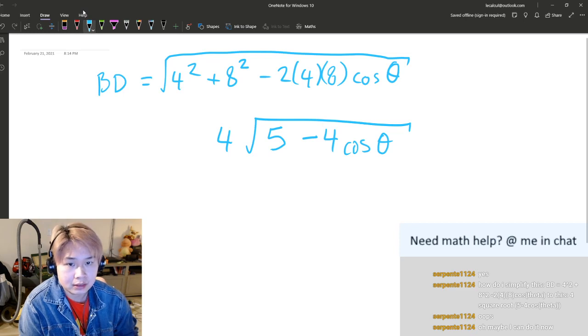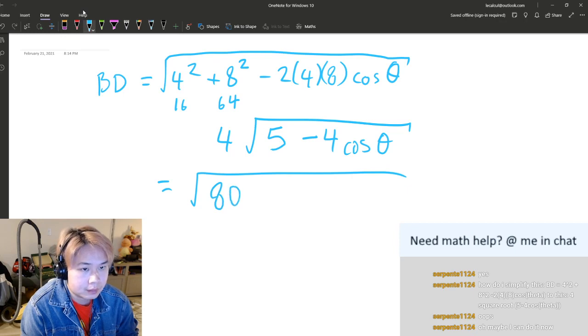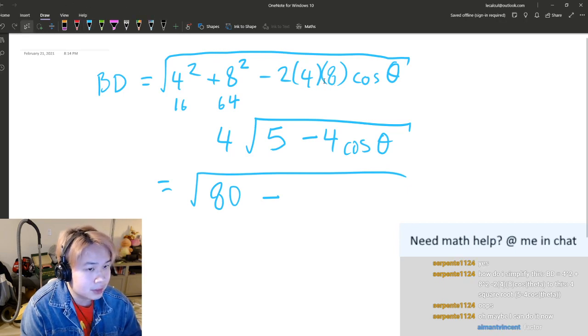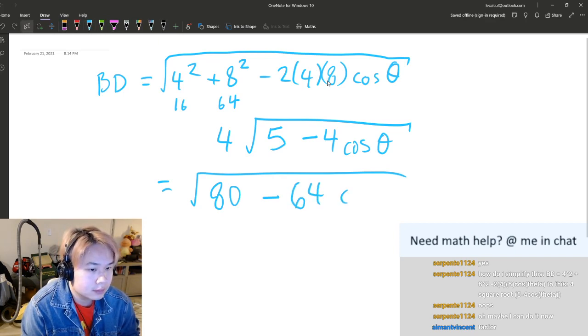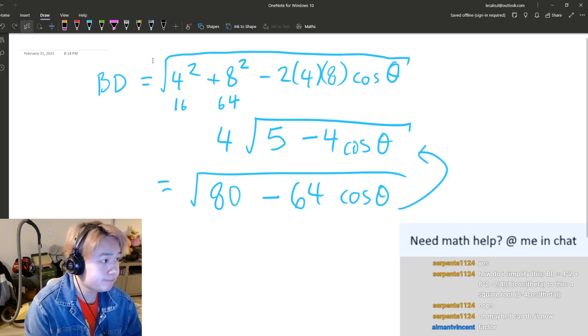So let's see. This is 16 and then this is 64. So altogether, that's what, 80? And then likewise, yeah, you can probably do it from here. Whatever this is, 2 times 4 is 8, 8 times 8 is 64. Yeah. So then you just need to do like 2 steps to get to here. And then you're done.